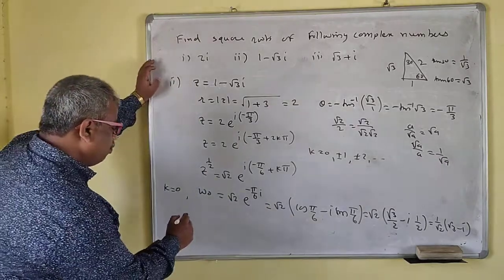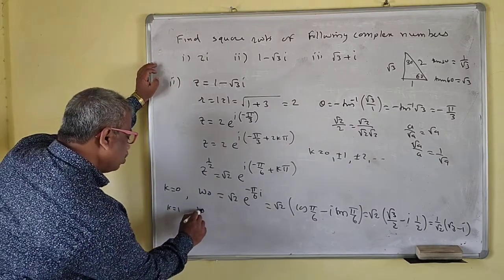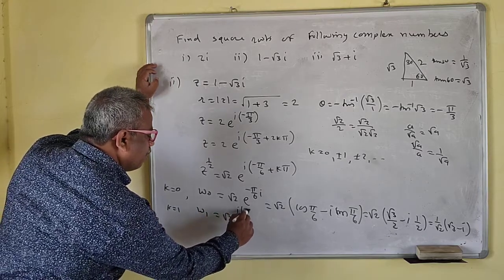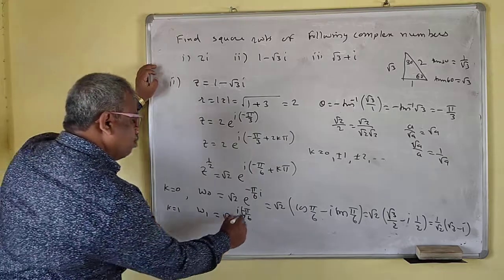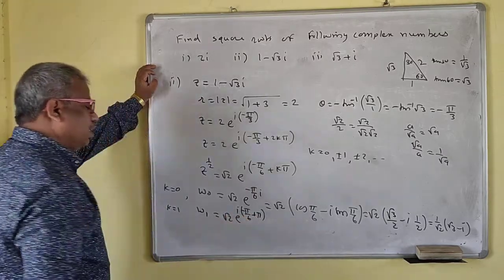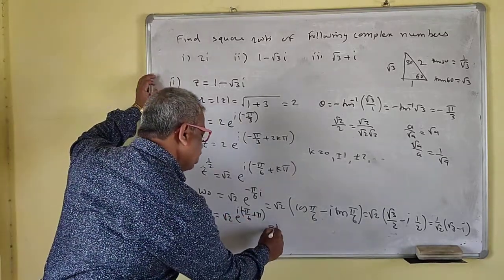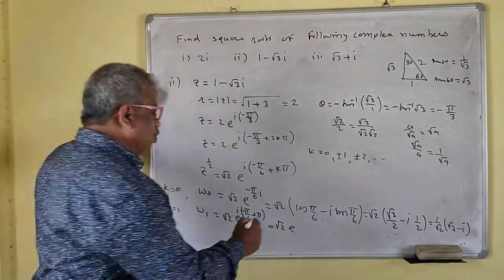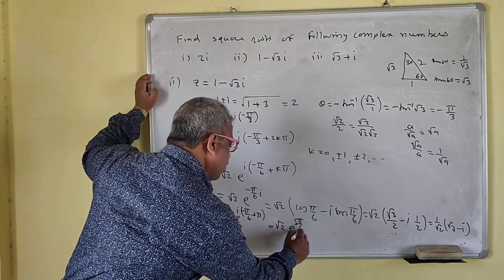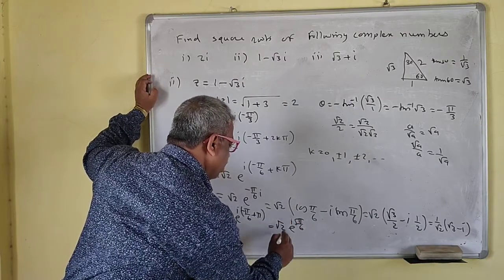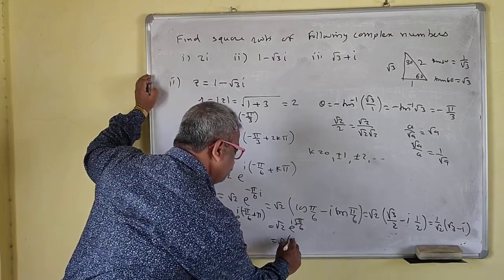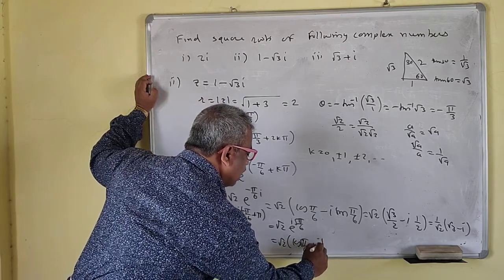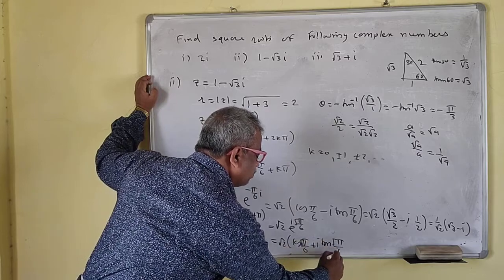Now we'll find the value for k is equal to 1. w1 is root 2 times e raised to i times minus pi by 6 plus pi. So this is root 2 e raised to 6 pi minus 1, that is 5 pi by 6, i. So this is root 2 times cos 5 pi by 6 plus i sin 5 pi by 6.